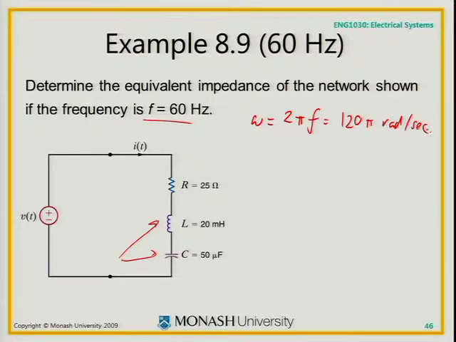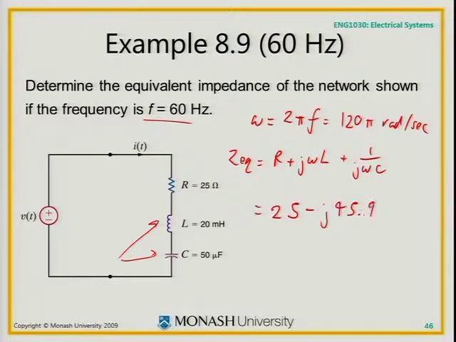So that's your omega. And I know the equivalent impedance of this will be Z equivalent equals R plus j omega L plus 1 on j omega C. I just have to plug in the values of omega, R, L, and C into that, and I'm going to assume you can do that. I would get 25 minus j 45.5 ohms.